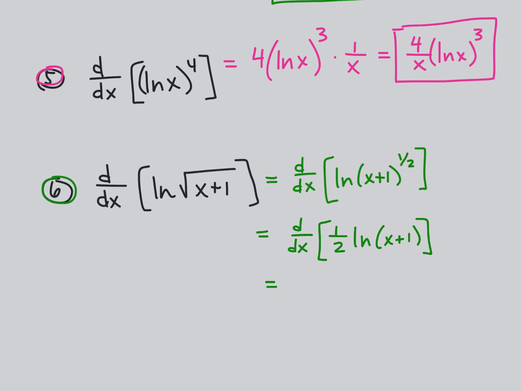Taking the derivative, the 1/2 stays there. And then taking the derivative of the natural log of x plus 1, we use our natural log derivative rule, which says it's a fraction, and the denominator is what's inside the natural log, and the numerator is its derivative. The derivative of x plus 1 is 1. Simplifying this, we will have 1 over 2 times x plus 1.